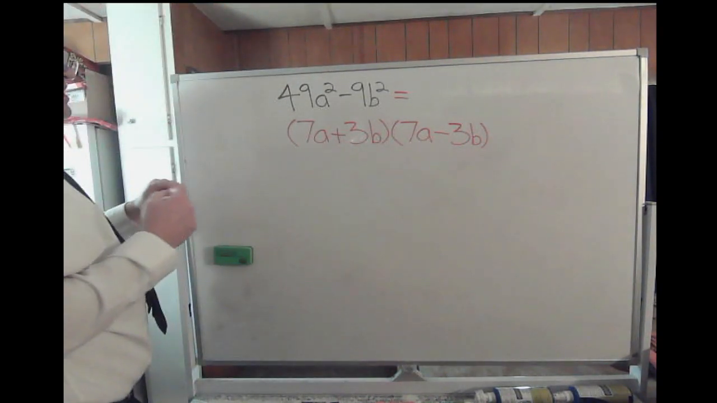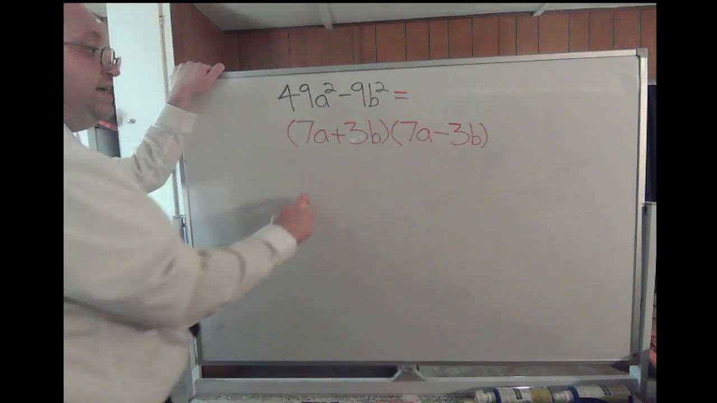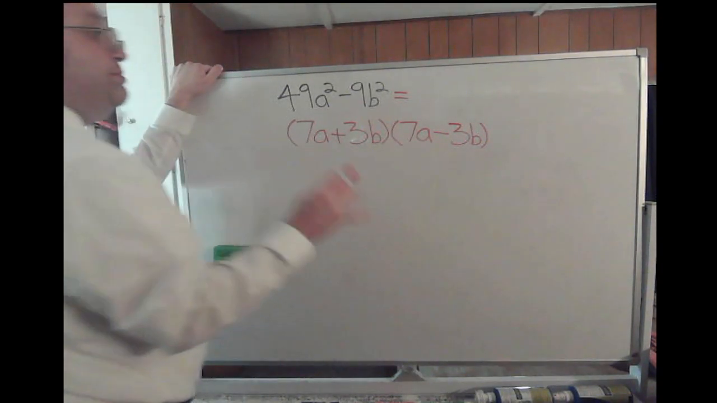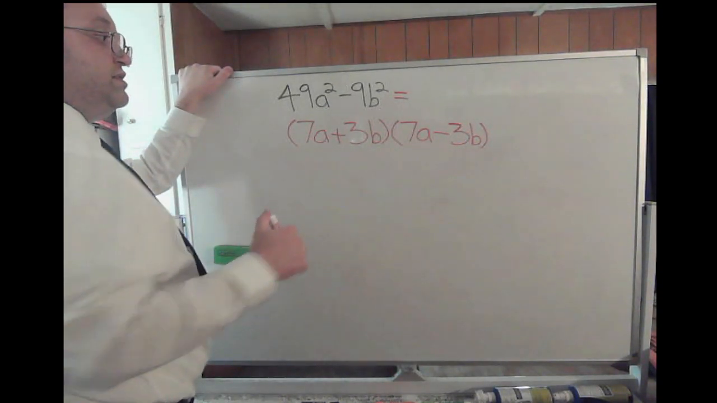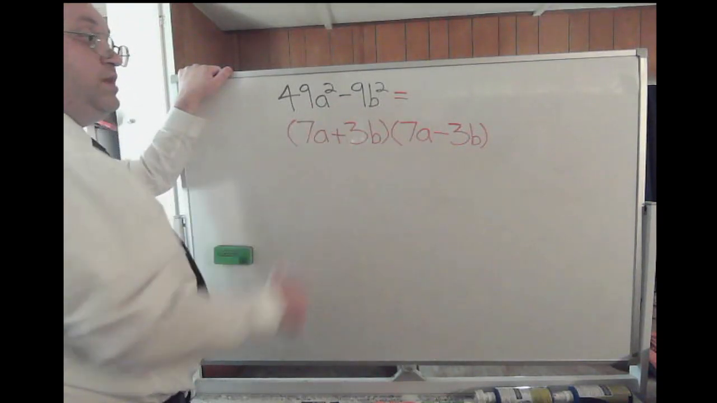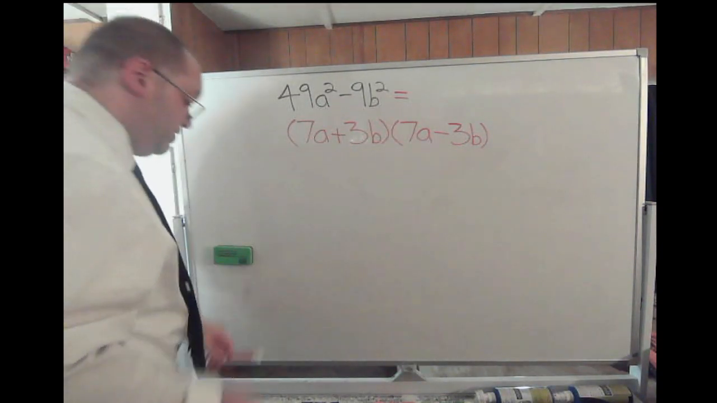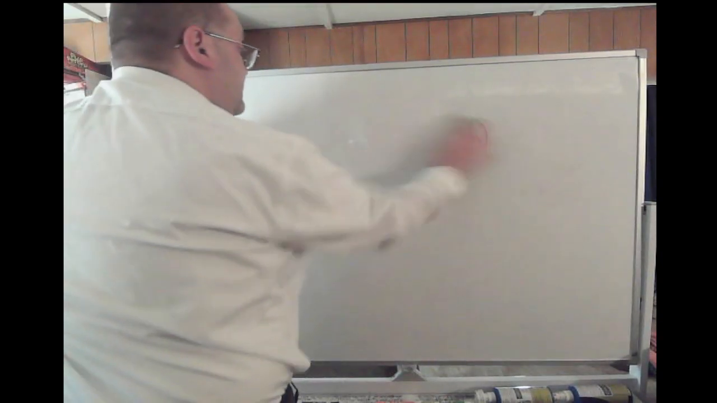So the factorization you should get for this is the quantity of 7a plus 3b times the quantity of 7a minus 3b. And again, if you're unsure if you got the right solution, just FOIL this out, and if you got the original equation, you got the right factorization. So that's a way you can check it.